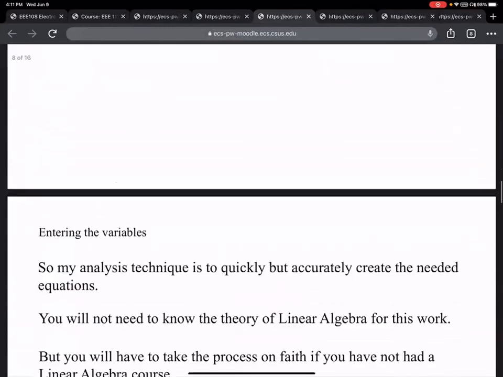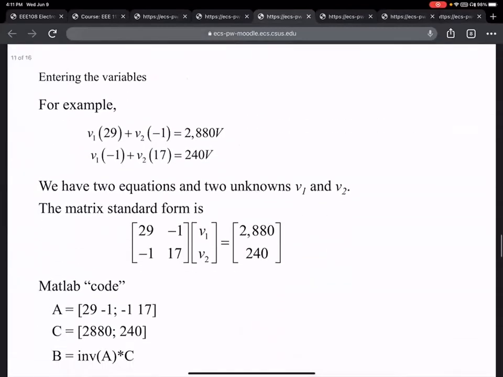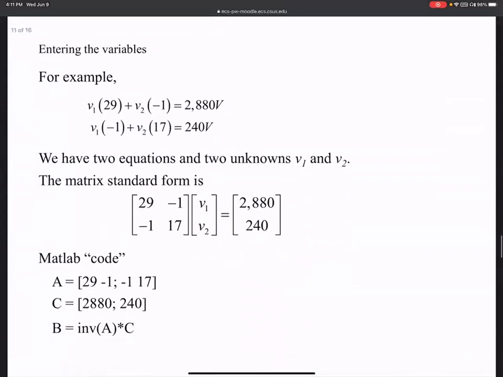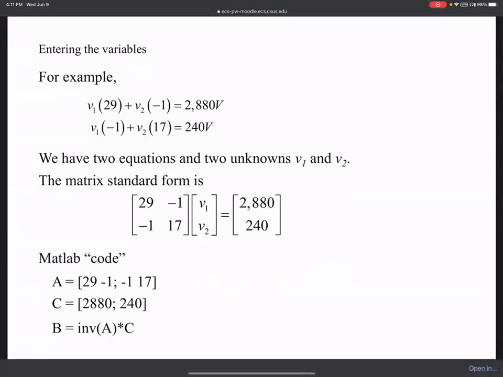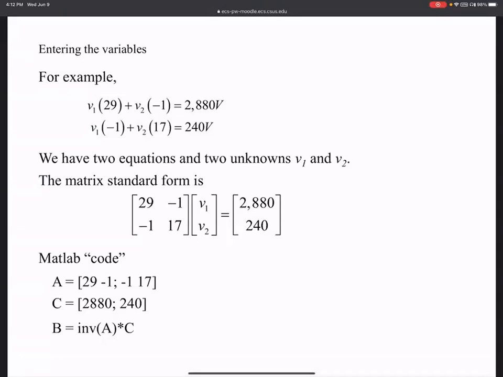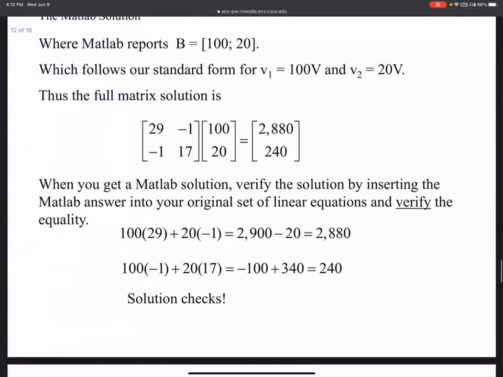So if you go further down, this is the example that I talked about yesterday. When you're solving two equations, V1 times 29 plus V2 times negative 1 equals 880 is one equation, and V1 times negative 1 plus V2 times 17 equals 240 is the second equation. So two equations, two unknowns. This single page has all that you need to know when you want to write a very simple MATLAB code to solve this pair of equations for two unknowns.